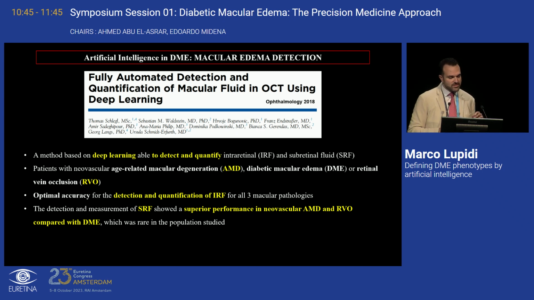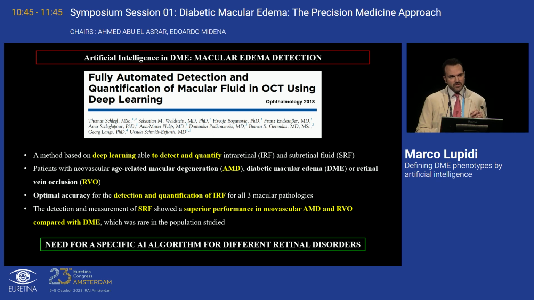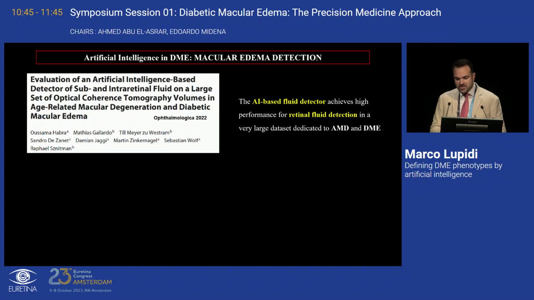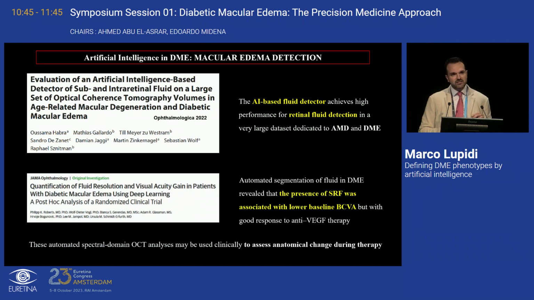So we can conclude there is a need for a specific algorithm for different retinal disorders. Since then, several fluid detectors achieved very good results and in some cases provided relevant clinical findings, like in this case where the subretinal fluid was associated with a lower baseline visual acuity, but with a good response to the treatment.